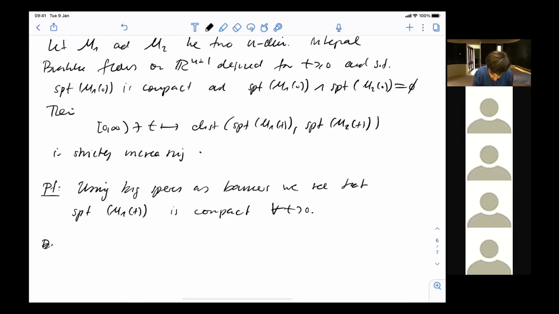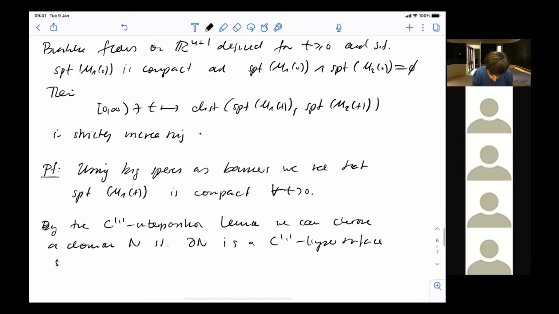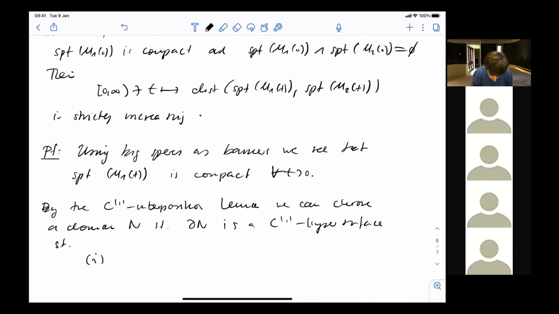by the C11 interposition lemma. We can choose a domain N such that the boundary is a C11 hypersurface. Such that, so what do we get here? So we can assume that the support of M1 at 0 is in the interior of N, and the support of M2 at 0 is in the complement.